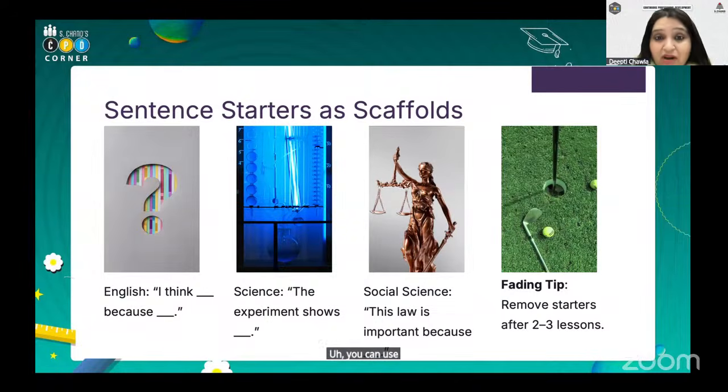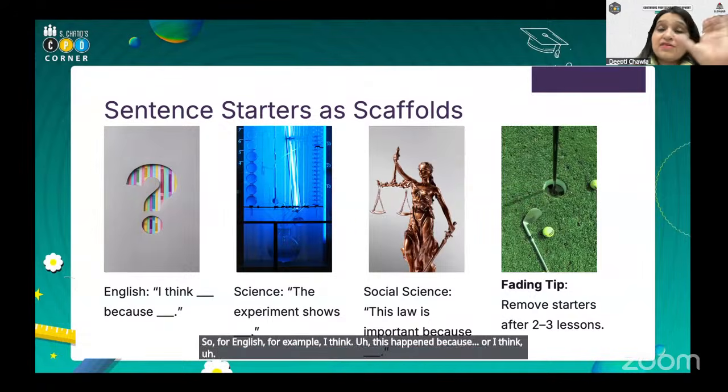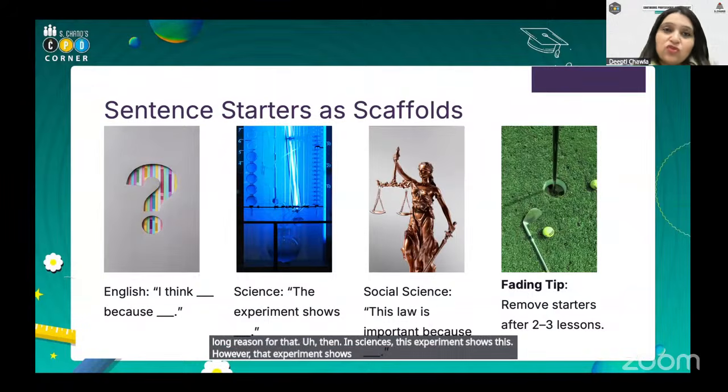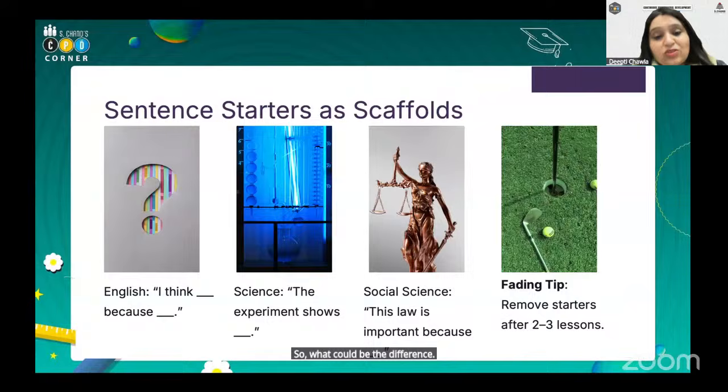You can use a lot of sentence starters as scaffolds, stems. So for English, for example: I think this happened because, or I think a particular character hurt the other character because, and then there is this reason, or why he or she must have helped, and then there is this long reason for that. Then in sciences: this experiment shows this, however that experiment shows something else. So what could be the difference between these two experiments? Then for social sciences: this law is important. Now these are a few sentence starters.